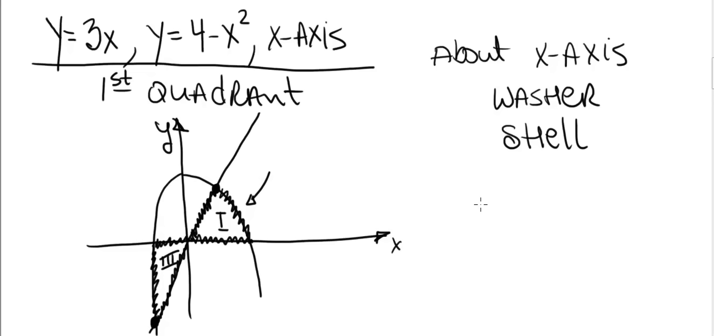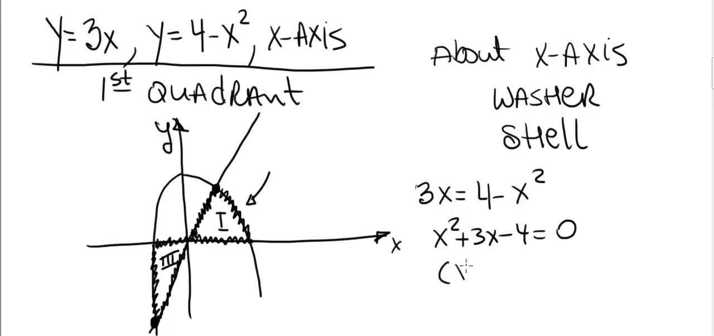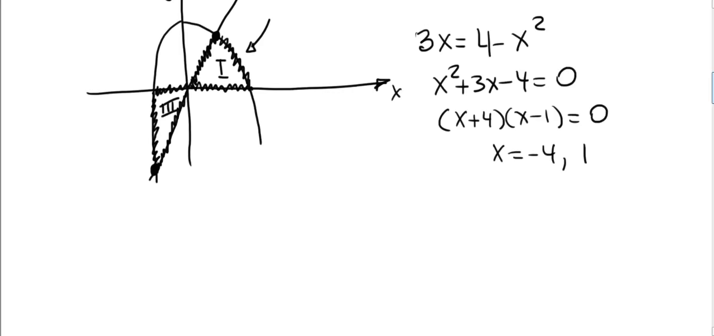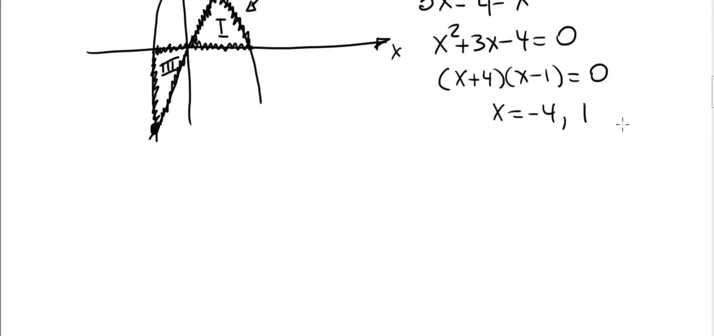Let's find the point of intersection. We just need the x-coordinate for the washer method, and we'll need the y-coordinate of the point of intersection for the shell method. So we set 3x equal to 4 minus x squared. That's x squared plus 3x minus 4 equals 0. (x plus 4)(x minus 1) equals 0. x is either minus 4 or 1. Minus 4 is the x-coordinate of the point of intersection in the third quadrant. Since we don't need it, we'll just keep x equals 1. Plugging that into the parabola or the line, we see that when x is 1, y is 3.